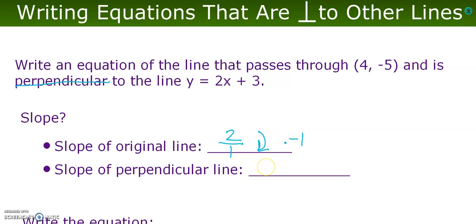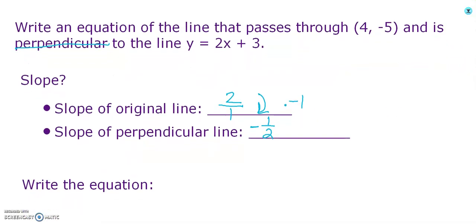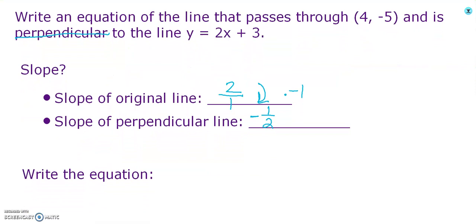When you flip it, it becomes 1/2. And then when you multiply by -1, you get -1/2. So that's our slope that we're going to use to write the perpendicular line.